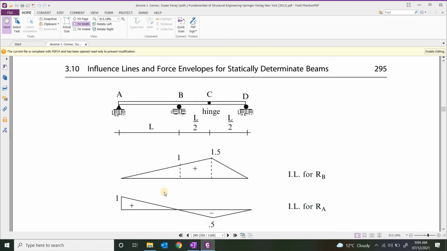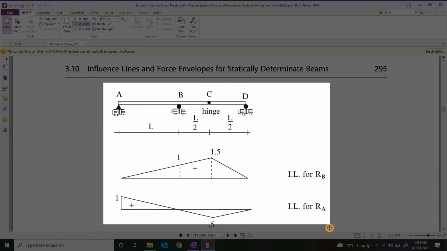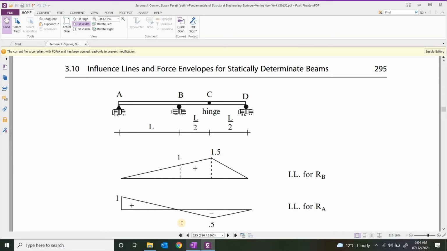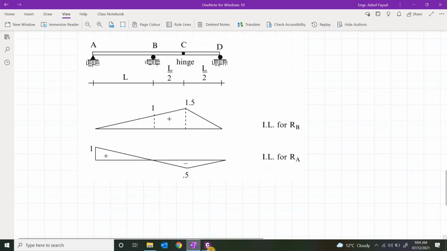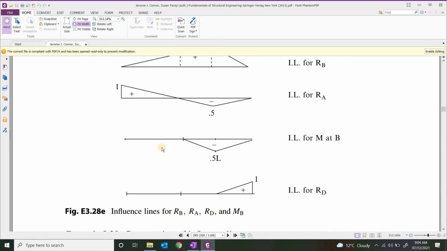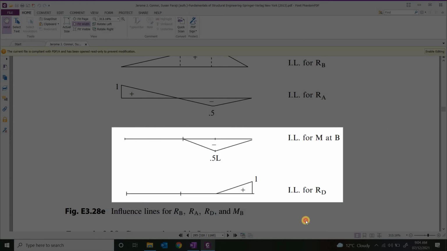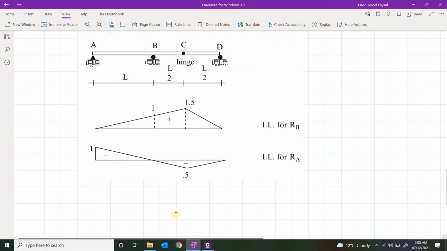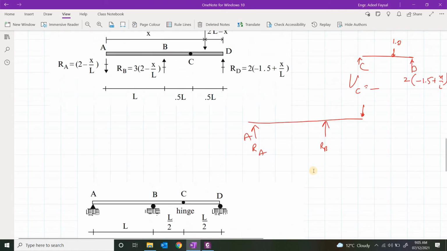Now let's look at these. This is the given beam. Let's first pick the RD from here, or maybe I can pick this. Okay, now let's verify these things from our equations.